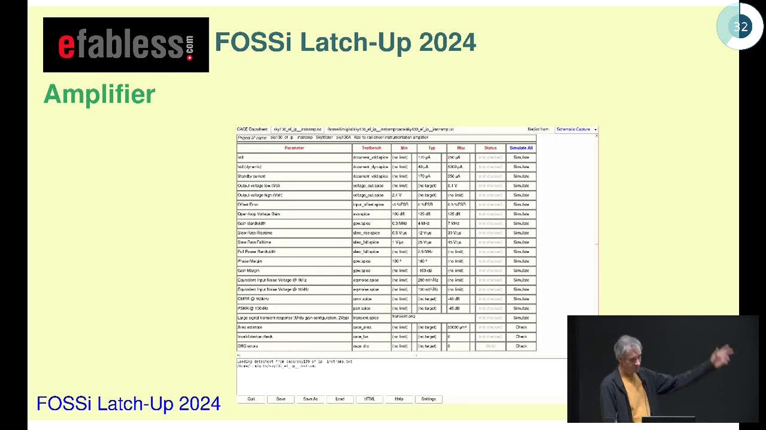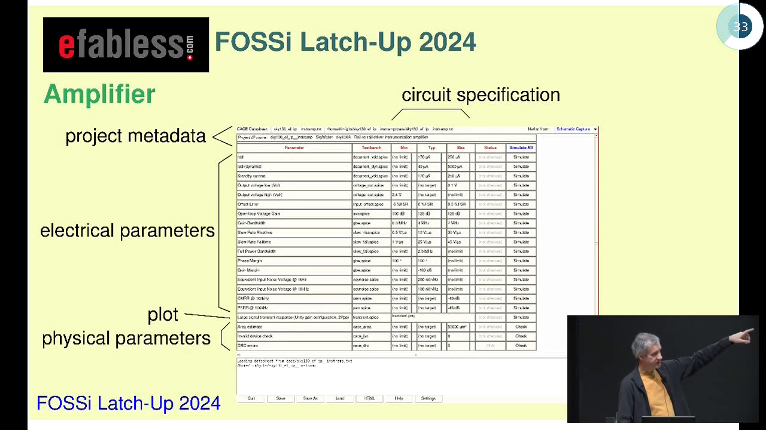This is what it looks like when it runs. It gives you a big GUI with some metadata at the top. Electrical parameters are in rows going down. Some of them may be describing plots. Some of them may be describing physical parameters. And then in columns, you've got your circuit specification listed as minimum, typical, maximum. So this is presented in the form of what you would normally see in a data sheet for a circuit.